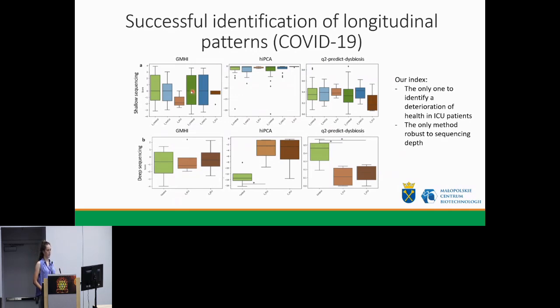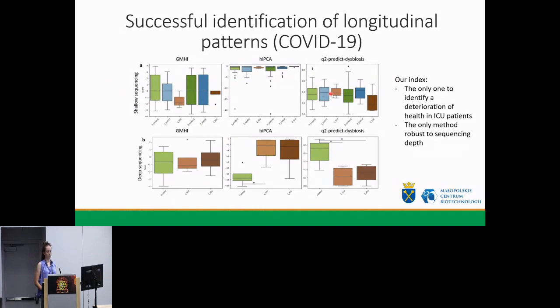And what we can see here is, again, green bars represent healthy people. And then let's focus on the brown bars. So the light brown color represents people with COVID who were admitted to the hospital, and the dark brown people who ended up in the ICU. So naturally, if someone goes to the ICU, it means that their health deteriorated, so we should see a drop in the index. And this is not what we observed with the GMHI and the high PCA, because they clearly show that the people recovered, which is not the case.